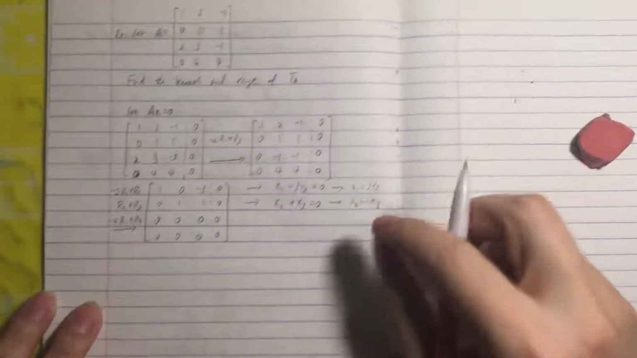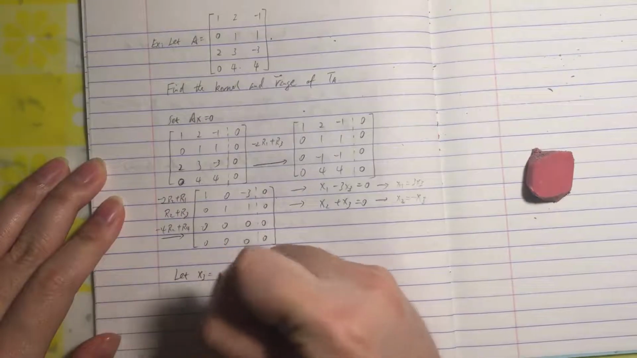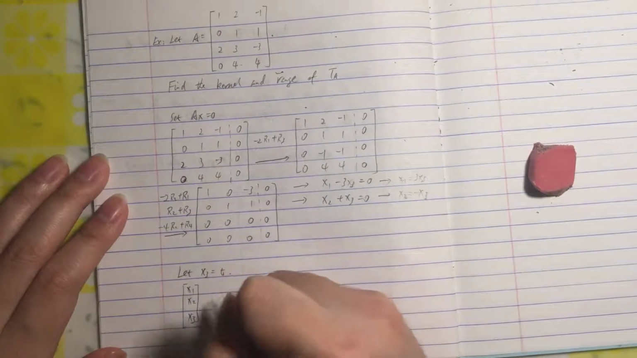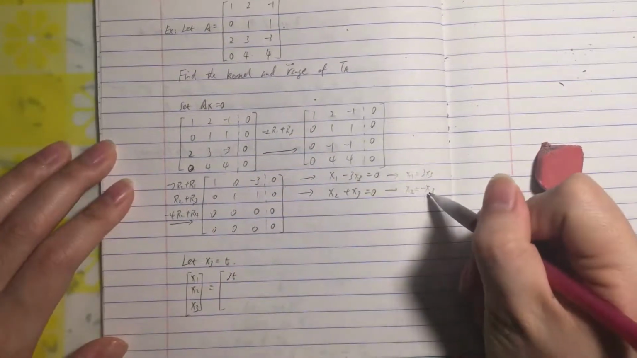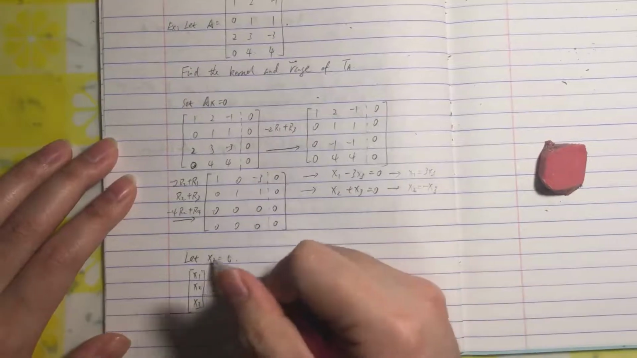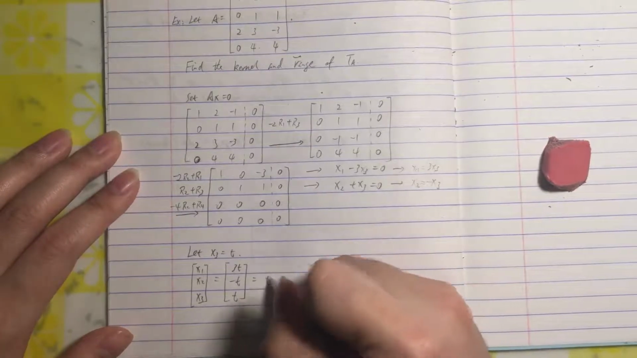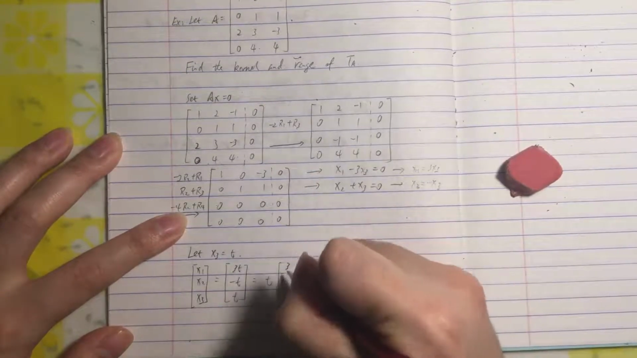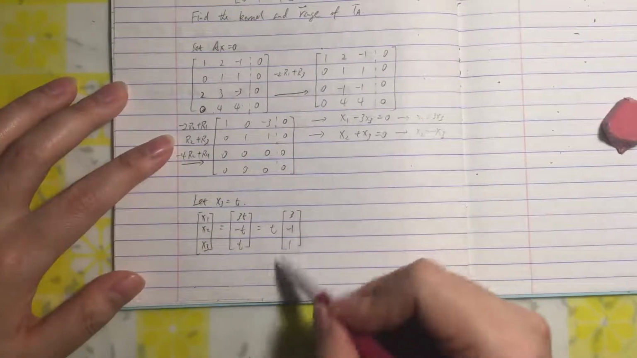Since x3 is a free variable, we set x3 equal to t. Then x1, x2, x3 can be written as: x1 equals 3x3, that's 3t. x2 is -x3, which is -t. x3 is t. Then here there's only one variable, so I can pull out t. If I pull out t, I get 3, -1, 1. That's the basis of the null space of matrix A.